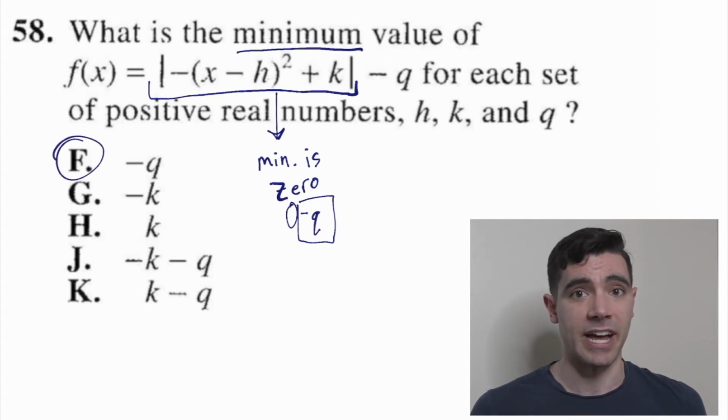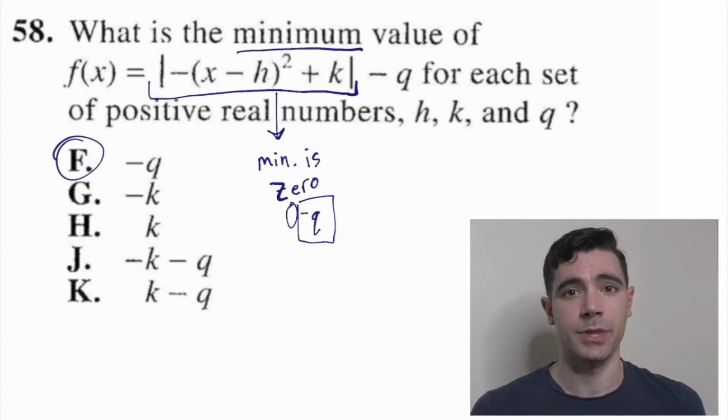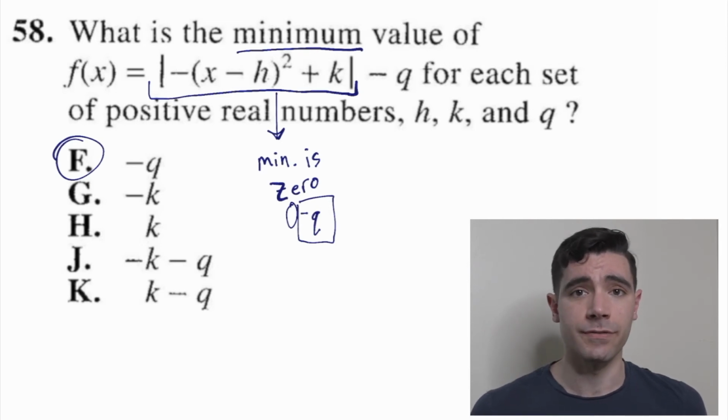Answering questions about minimum values can be tricky, but we want to keep our eyes peeled for things like absolute value as well as numbers raised to even exponents, since those sorts of terms cannot be lower than 0. Hence, a minimum value is created.